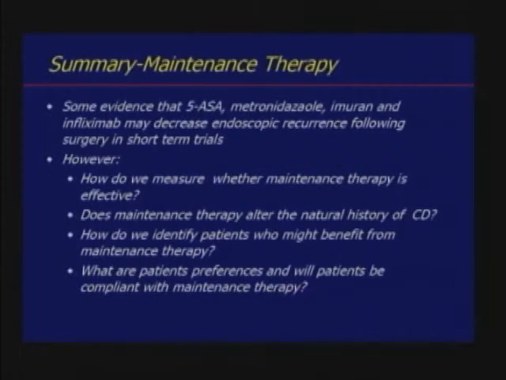So my view on maintenance therapy is that there's some evidence that 5-ASA, metronidazole, Imuran, and even infliximab may decrease endoscopic recurrence following surgery in short-term trials. However, how do we measure whether maintenance therapy is really effective? I don't think we know. Does maintenance therapy alter the natural history of Crohn's disease? I'm not sure that we know that. How do we identify patients who might benefit? And then what are patients' preferences, and will patients be compliant with maintenance therapy? I think that's an issue that we need to look at.